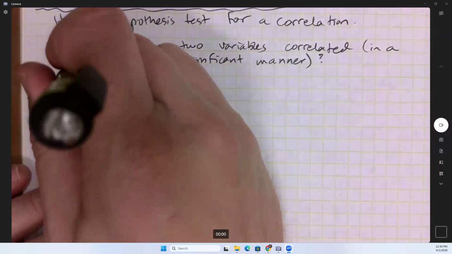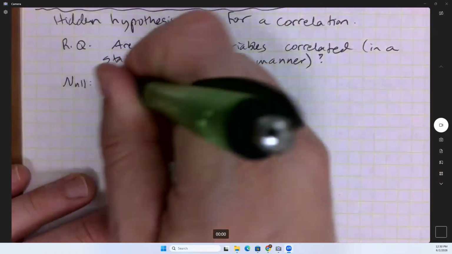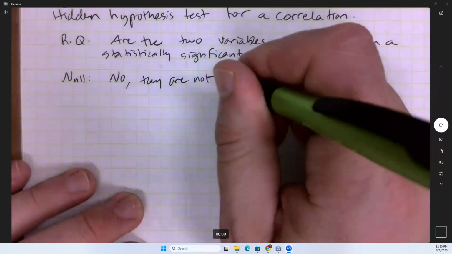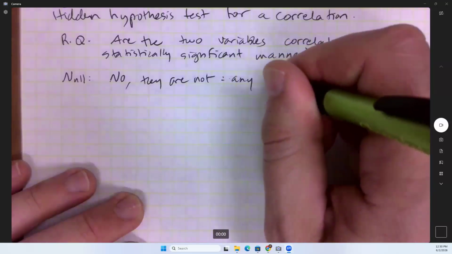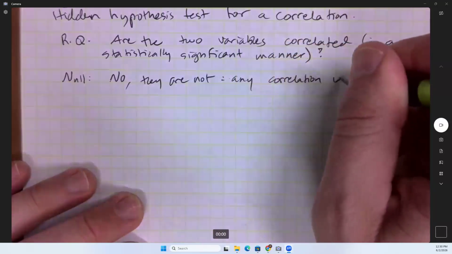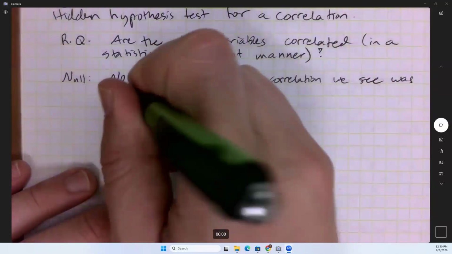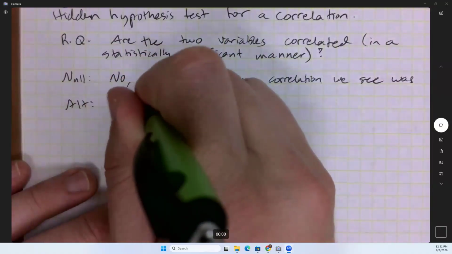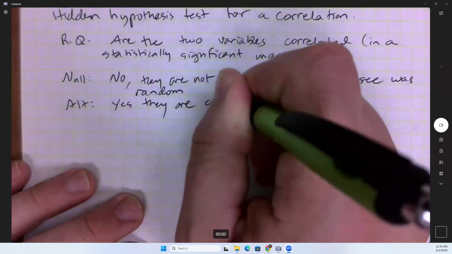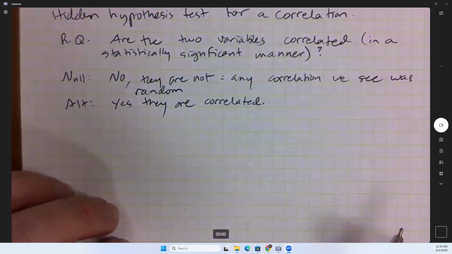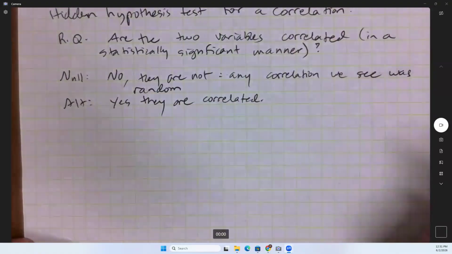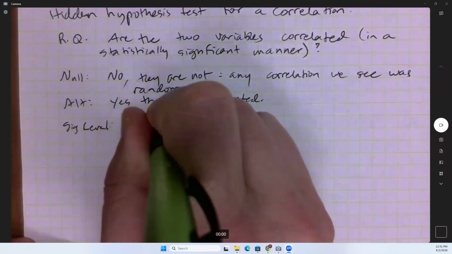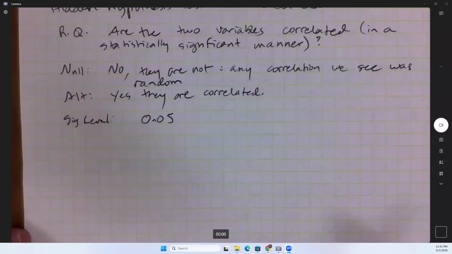Your null hypothesis is no, they are not. It's just random. Any correlation we see was random. And the alternative is yes, they are correlated. The correlation that we see is actually statistically significant. For a significance level, nobody tells you otherwise, so let's choose 0.05. We collected our data.